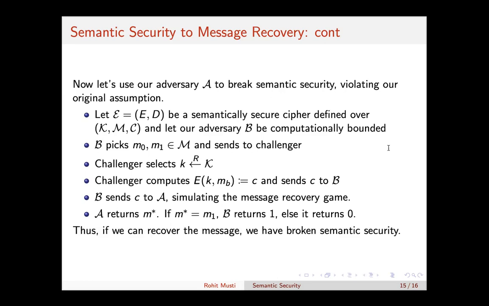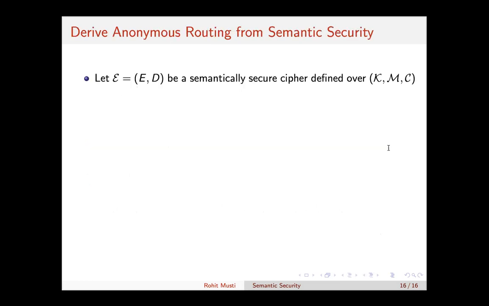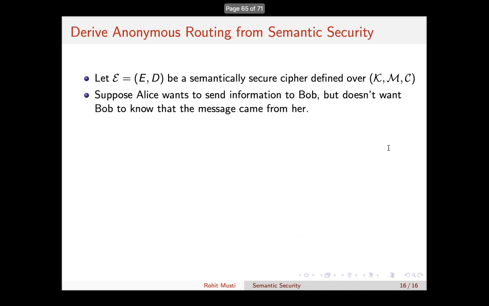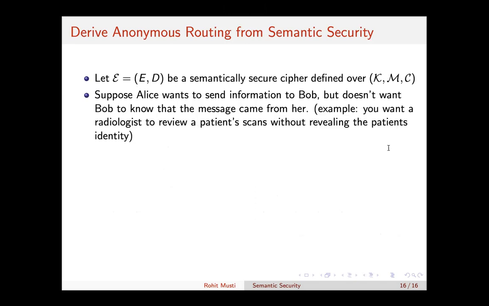Yeah, so therefore, if we can recover the message, then we have broken semantic security. So this is a really cool application of semantic security. Let's do something fun and derive anonymous routing from semantic security. Suppose Alice wants to send a message to Bob, but doesn't want Bob to know that the message came from her. An example: you want a radiologist to review a patient's medical scans without revealing the patient's identity.